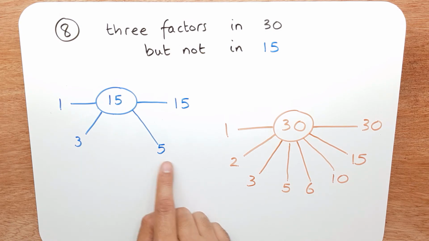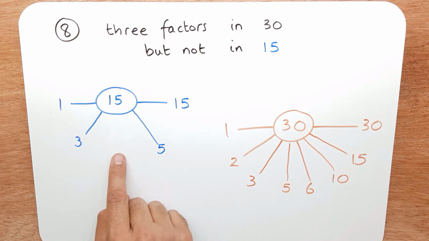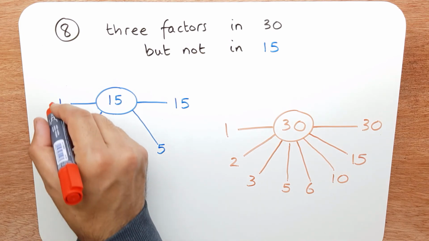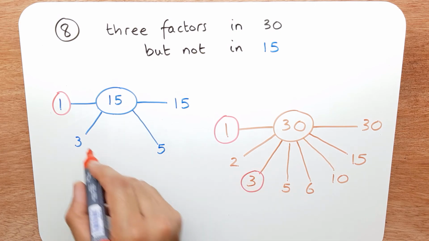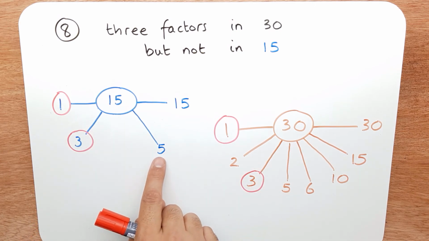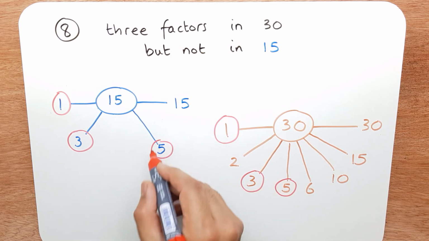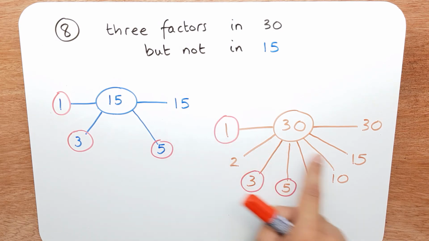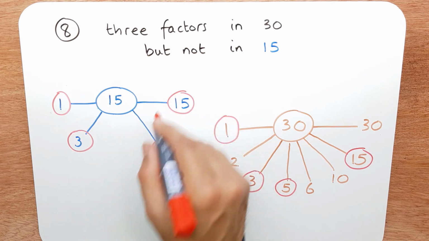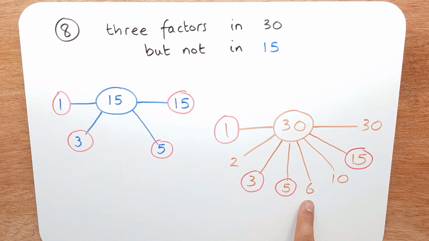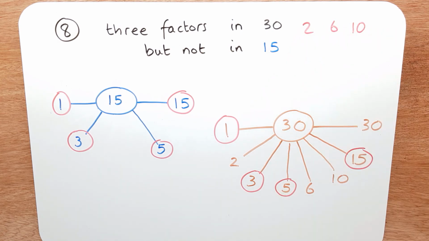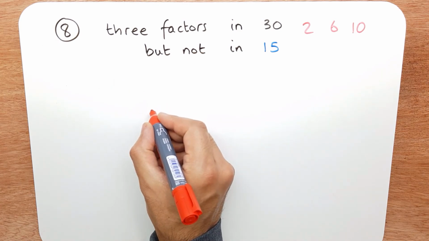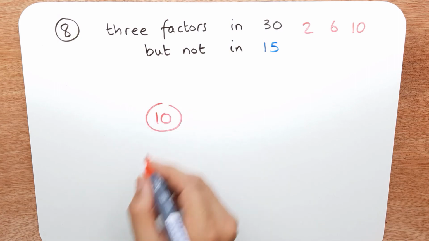Now we need to look for factors that are in this diagram but not this diagram. So let's look at the similar ones. They've both got 1. They've both got 3. They've both got 5. And if you look carefully, they've both got 15. Now we can choose any one of the remaining 4 factors. So I could have put the answer down as 2, 6 and 10. Now if you want, you can try this one, the factors of 10.